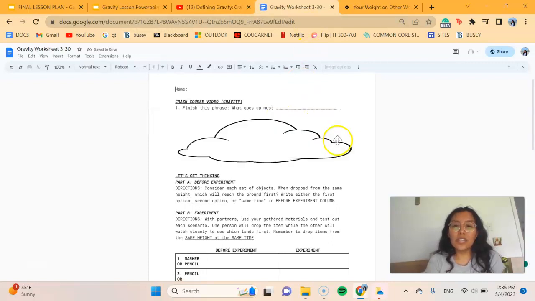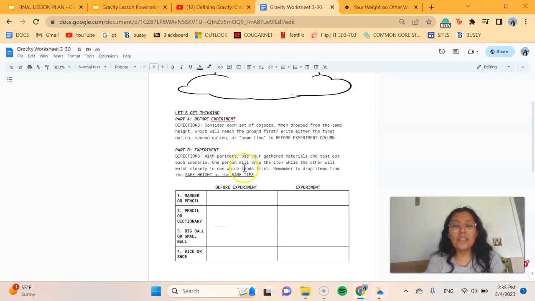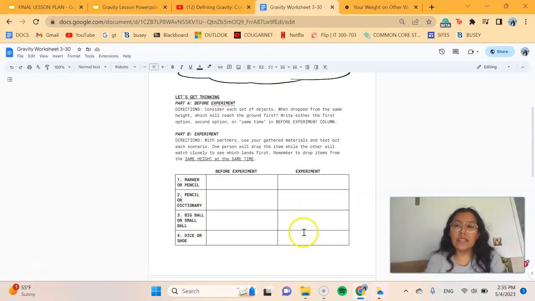And then this was the worksheet that I created. So while watching the video, they finished the phrase, what goes up must come down. And then before the experiment, they were to pick their items, which I put in here just to give an example. So before the experiment, they would choose which would fall first, and then from the results of their experiment, they would see that everything fell at the same rate.